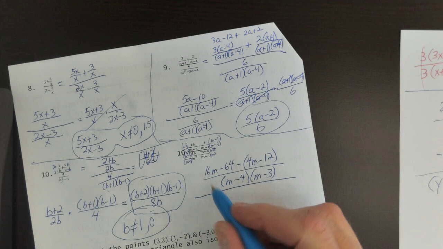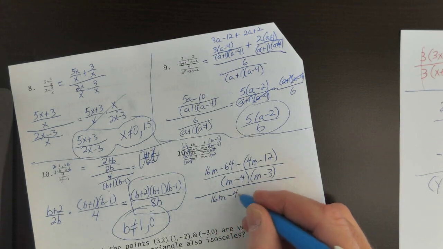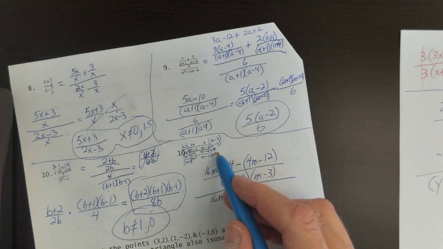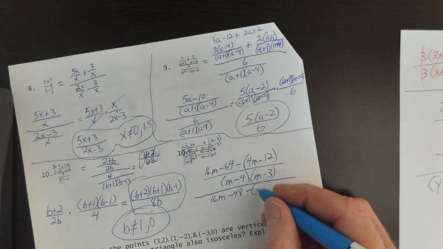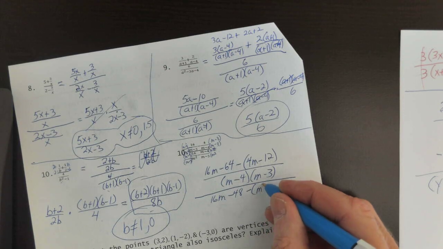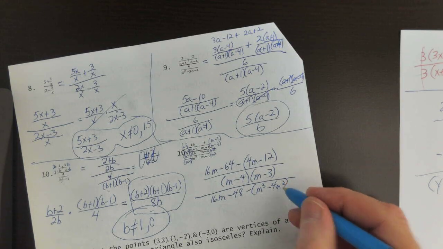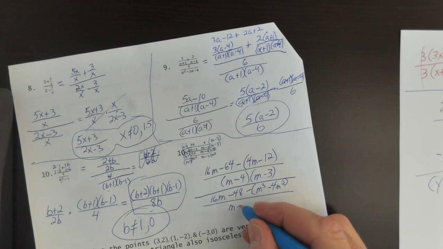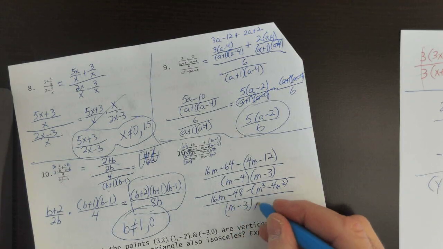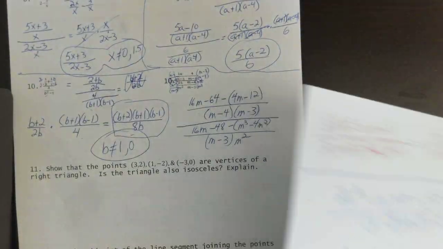Okay, 16m minus 48, and then this is m squared minus m to the third minus 4m squared over m minus 3 times m squared. Okay. Time to simplify.